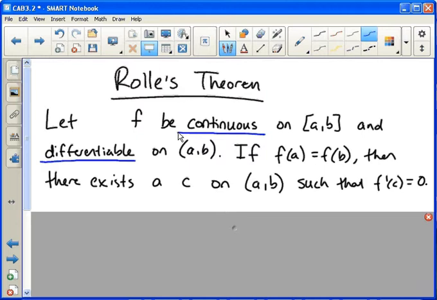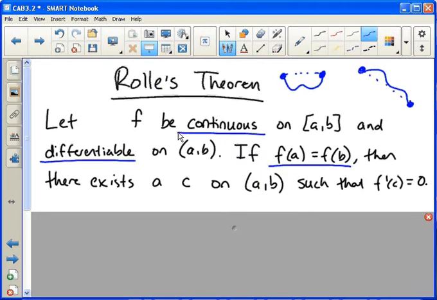And then it says, this is the third stipulation, if f of a equals f of b. Well, a and b are our endpoints. So all that's saying is our endpoints have to have the same y value. In other words, our graph would have to look something more like this as opposed to something like this. See, here the endpoints are the same height. They have the same y value, whereas here they are not.